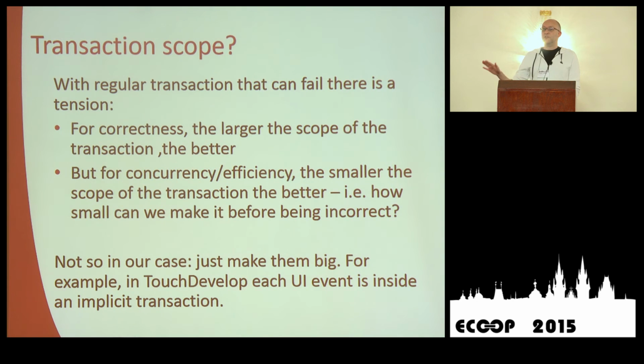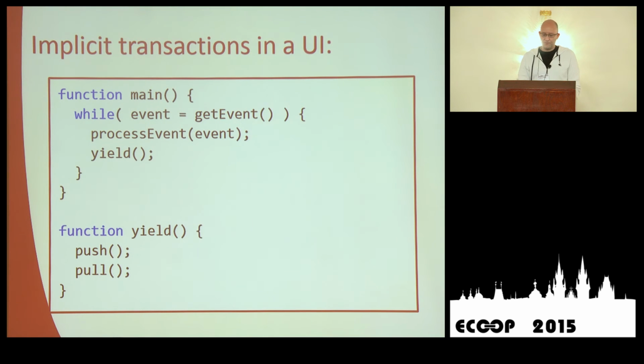So for example, in Touch Develop, in the UI, there's an implicit event loop, and around that event loop, we do the push and pull for you. So that means that during an event, just like in JavaScript, for example, there will be no races or interaction, and then all the updates you perform will be done in one transaction bundle through the push and the pull.